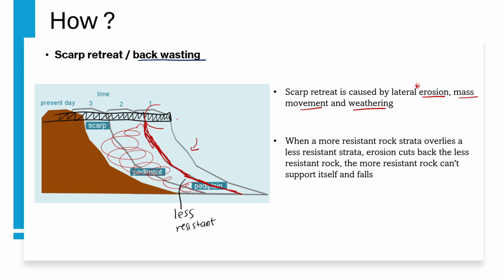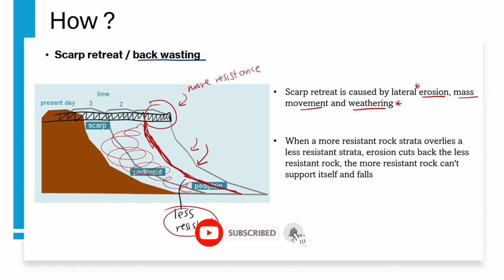The more resistant rock that is on top will be left unsupported because the less resistant rock has been eroded away. Guys, we have washed away here. Remember that this thing was here initially, but because we have done erosion, weathering, and all those things such as mass movements, we have actually eroded away all the less resistant rock, and we now remain with the more resistant rock without being supported.